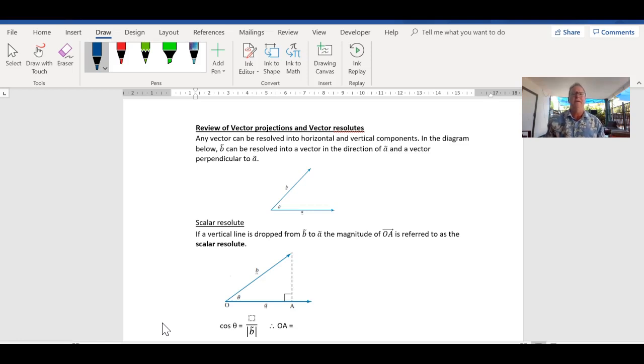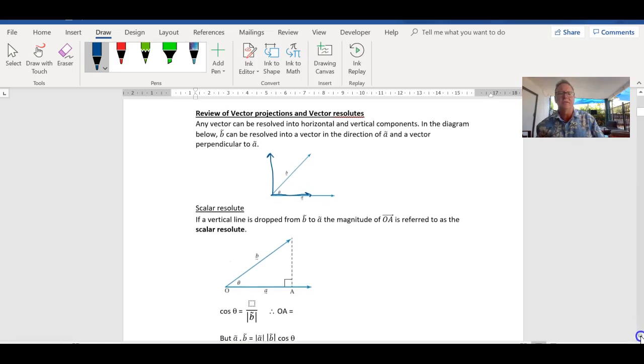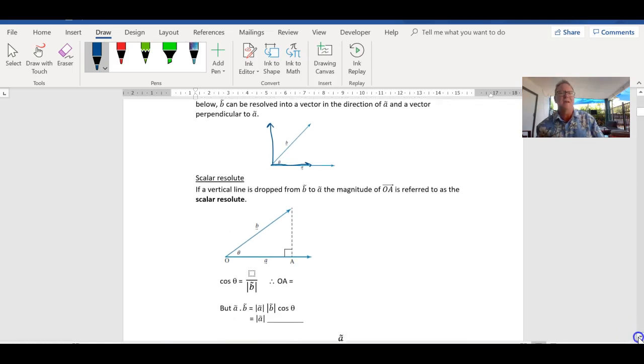If you think about vector B, it can be resolved into vertical and horizontal components. Its horizontal component here would be in line, parallel to vector A. And its vertical component that B could be resolved into would be perpendicular to vector A, with an angle of theta between them. Well, we did talk previously about a scalar resolute.